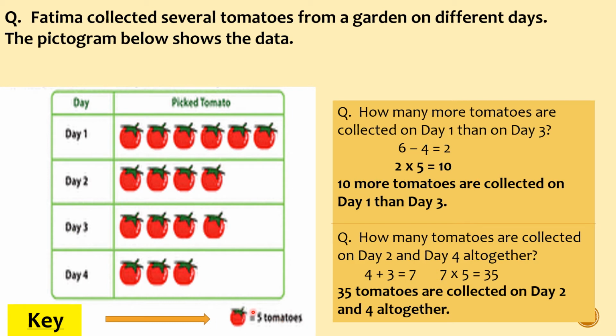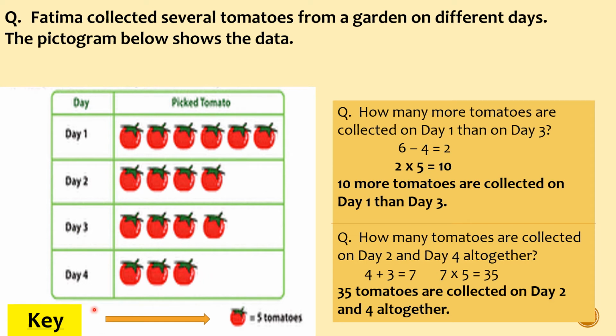So this entire tomato picture is actually representing how many tomatoes? 5 tomatoes. If you consider this picture only, it gives you an indication that it is representing 5 tomatoes. So 5 plus 5 plus 5 plus 5 plus 5 plus 5. 5, 10, 15, 20, 25, 30. How many tomatoes did she collect on day 1? 30 tomatoes. How many on day 2? 5, 10, 15, 20 tomatoes. On day 3, 5, 10, 15, 20 tomatoes. And on day 4, 15 tomatoes.